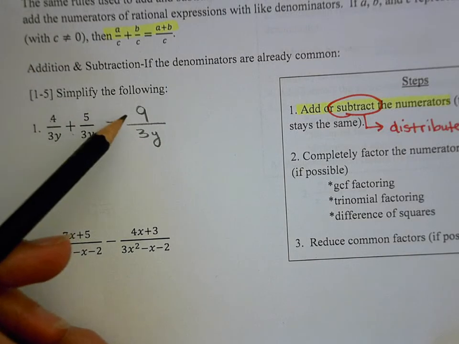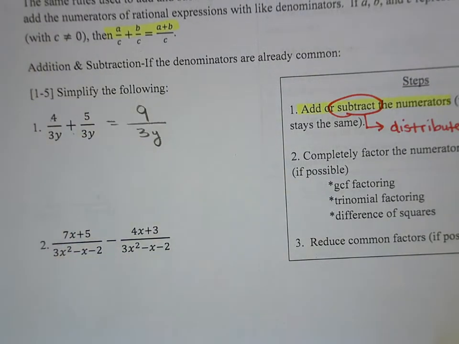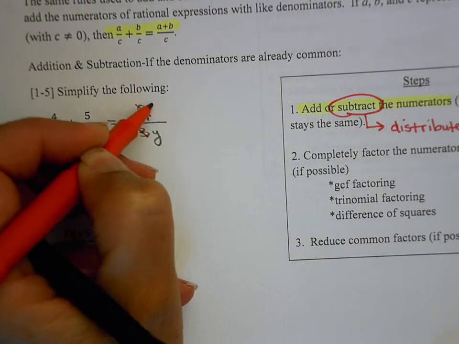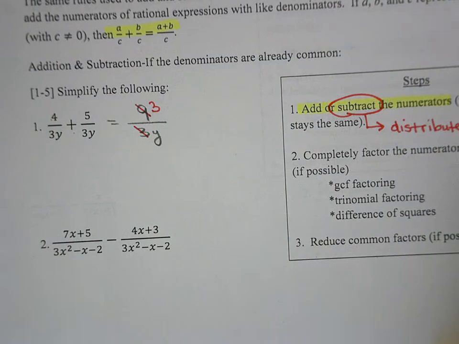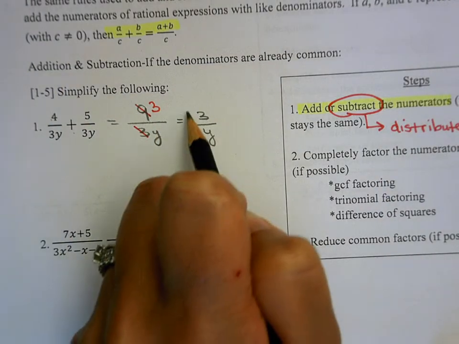In order to reduce, we would try to factor and then reduce any common factors. There is no factoring to be done because we only have a single term in the numerator and the denominator, so then it's just about reducing. Here all I'm going to do is, I know that 3 will divide into 9 3 times, so I'm just reducing through dividing. So then my answer would just be 3 over y.